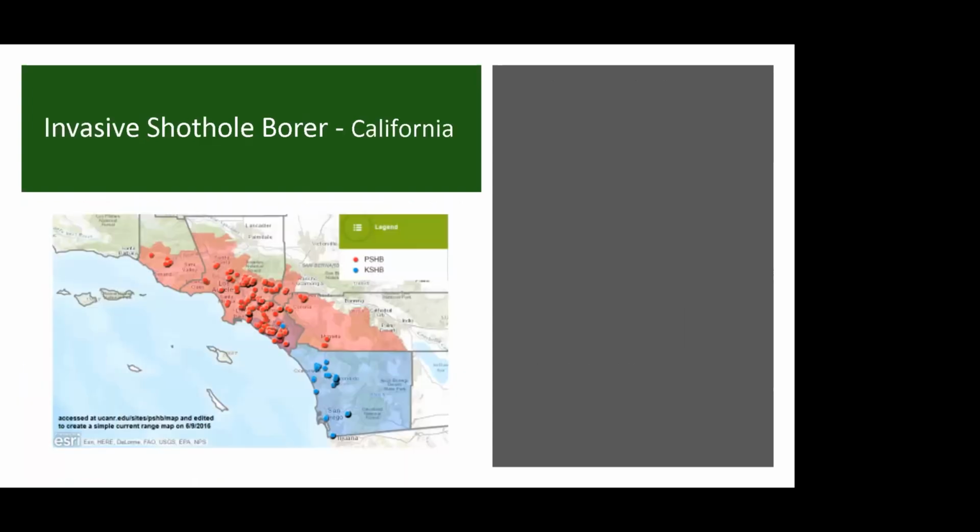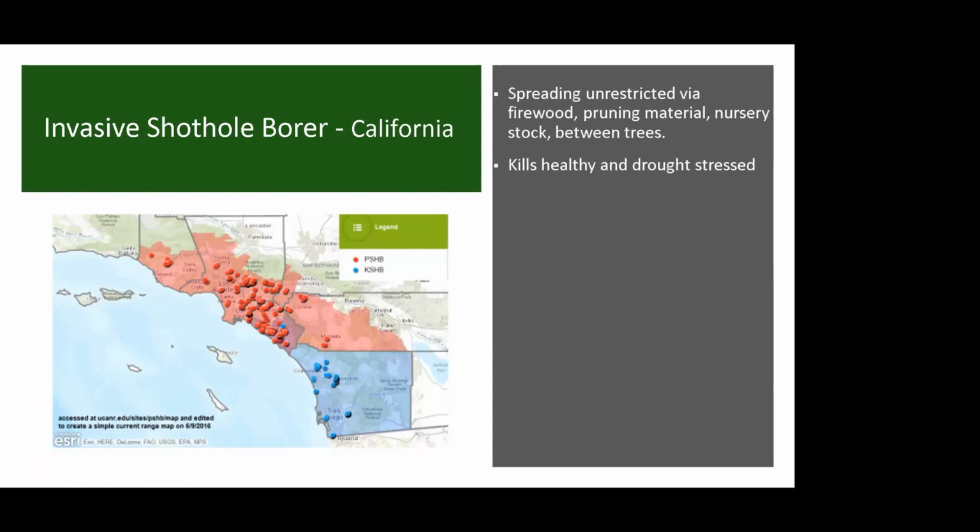One of the big ones out west is invasive shothole borer. It's actually two separate species, and you can see the pink and the blue indicating where they are. These are traveling and spreading unrestricted in firewood, pruning material, and nursery stock. They're killing healthy and drought-stressed trees, and they're in numerous counties.